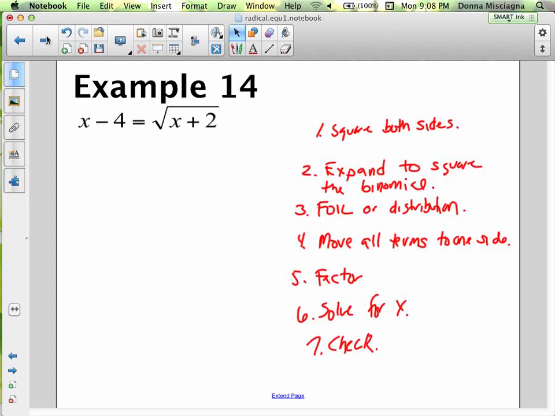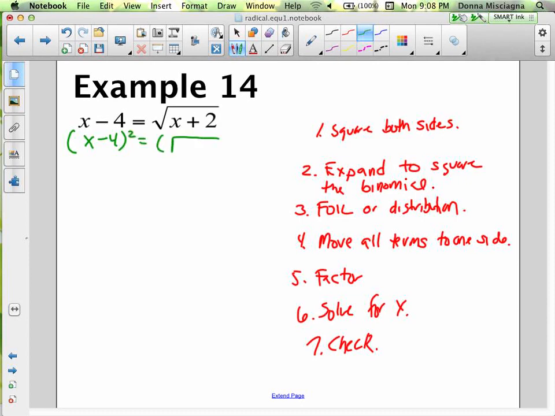All right, so here we have x minus 4 equals the square root of x plus 2. Remember to square both sides. We have x minus 4 squared equals the square root of x plus 2 squared. Don't forget to expand to square your binomial. So this is going to be x minus 4 times x minus 4 equals, and the square root cancels, so this would be x plus 2.